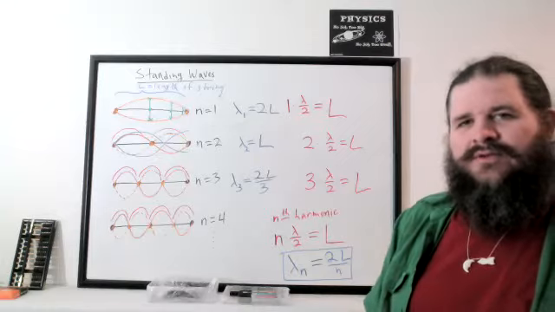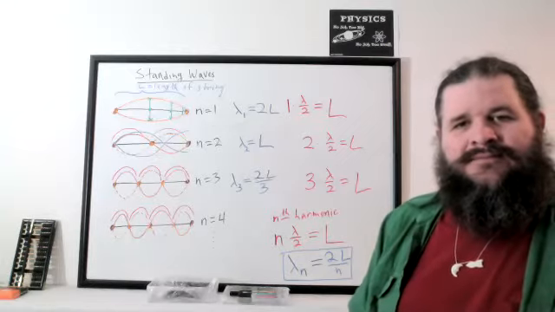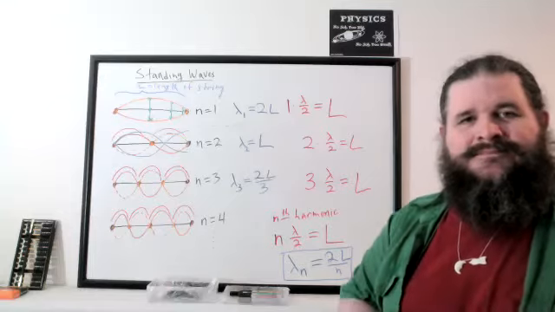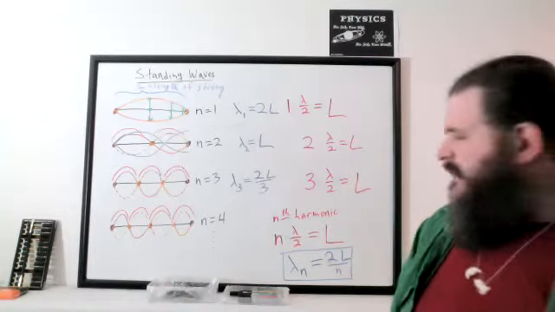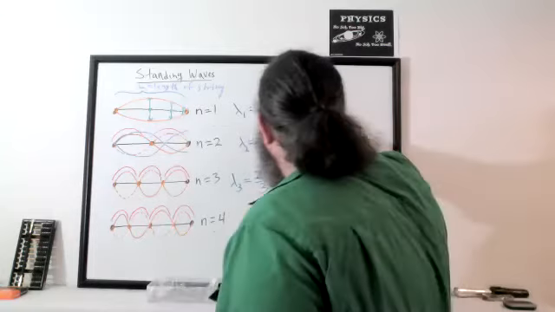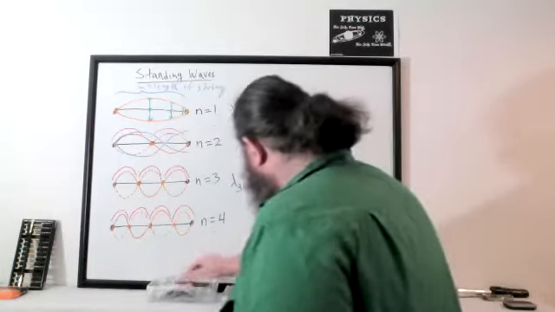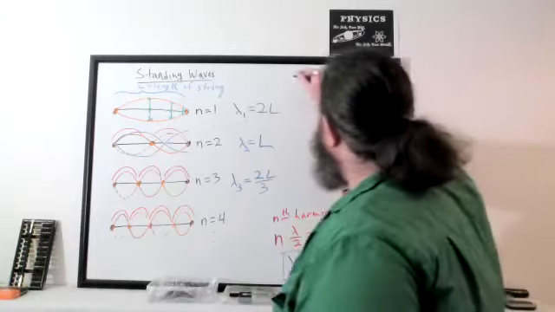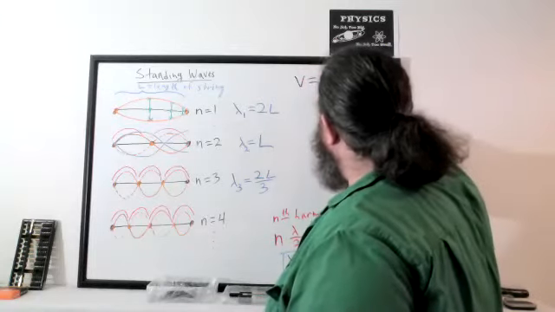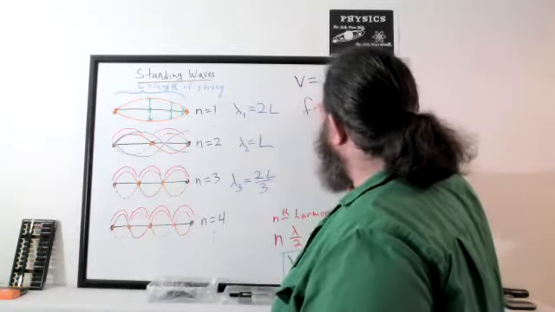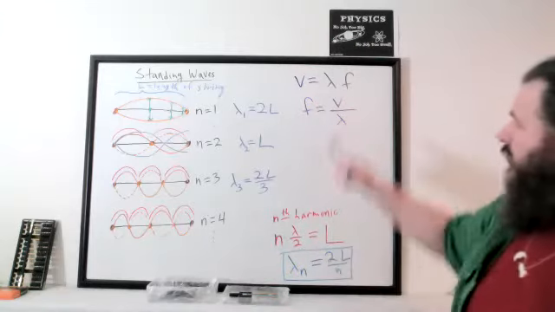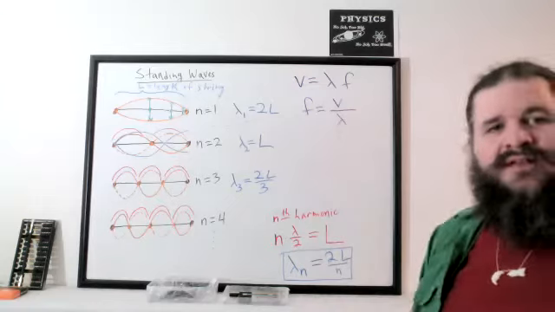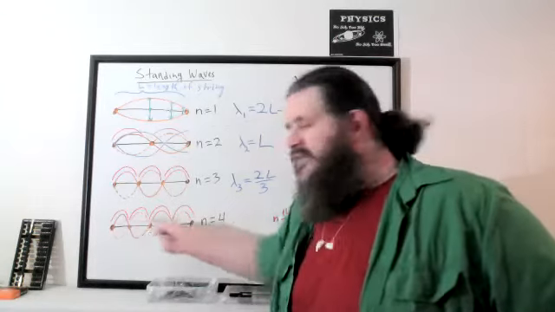How do wavelength and frequency tie together? Yeah, we can use this idea of speed. Speed equals wavelength times frequency. So let's use that. Speed equals wavelength times frequency, so frequency is going to be speed divided by wavelength. So we can just take speed, specifically the speed of the waves in the string itself.